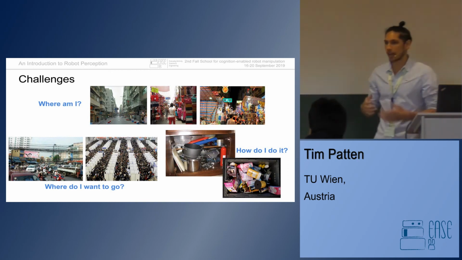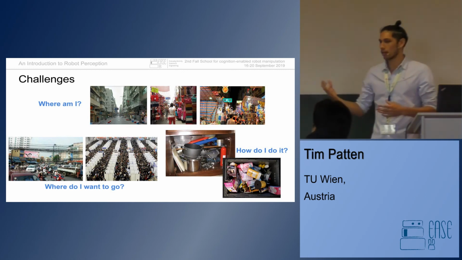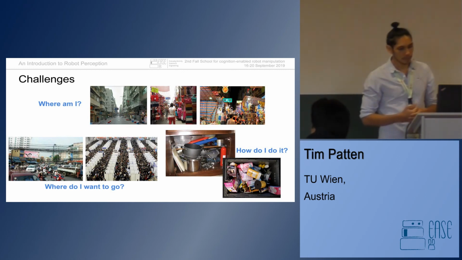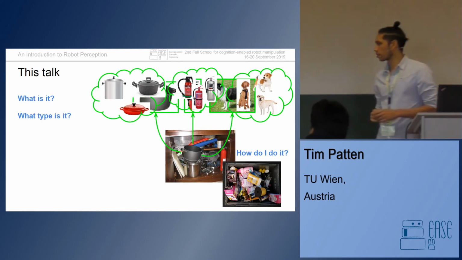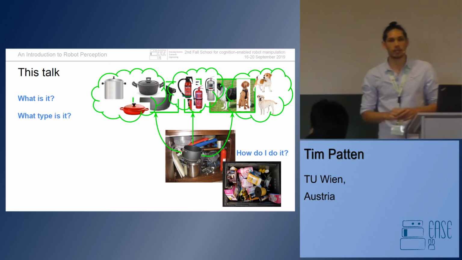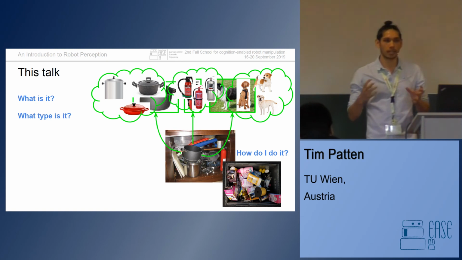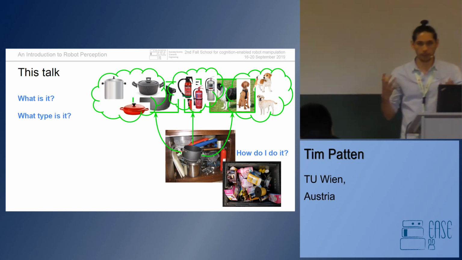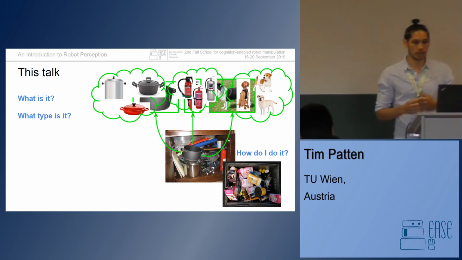And lastly, how to do a task. We all have very cluttered environments. So where are the objects? How do I manipulate them? This is all very challenging for a robot. So this talk will focus mostly on this component. So I won't go too much or any detail into the mapping and navigation side of things, because I think the focus here is with cognitive robotics for manipulation.